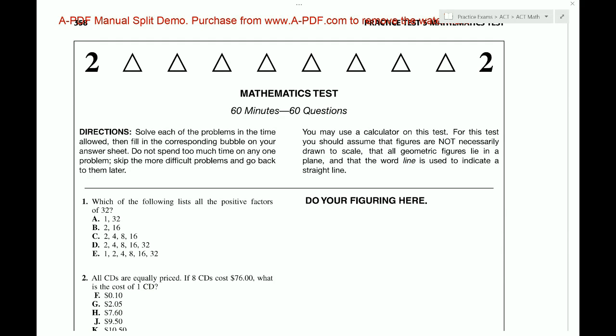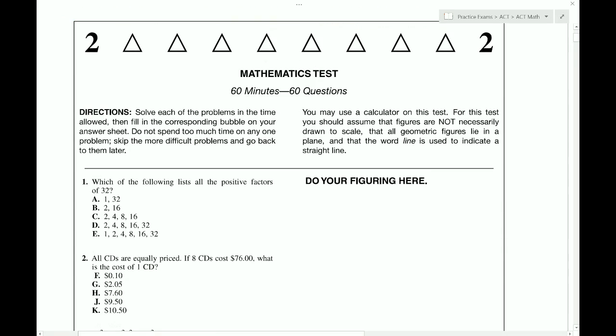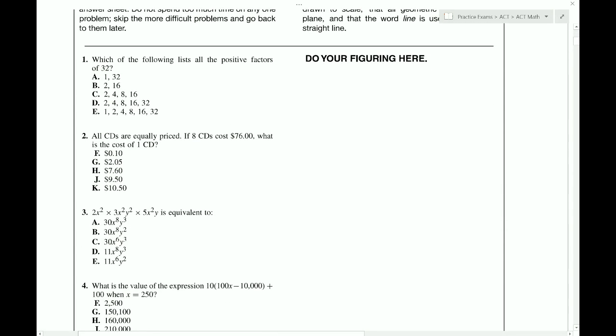Alright, so we're on test 5 of McGraw-Hill's 10 ACT practice tests, second edition. Question 1. Which of the following lists all the possible factors of 32? Alright, so let's see, we have 1 and 32, we have 2 and 16, and 4 and 8. Am I missing any? I don't think so. So 1, 2, 4, yeah, this one.